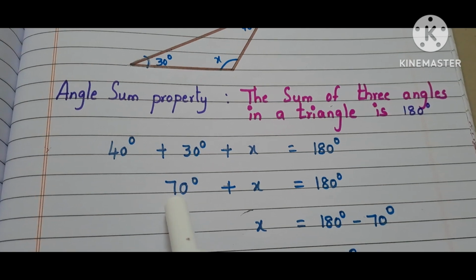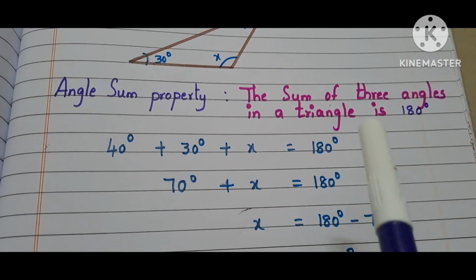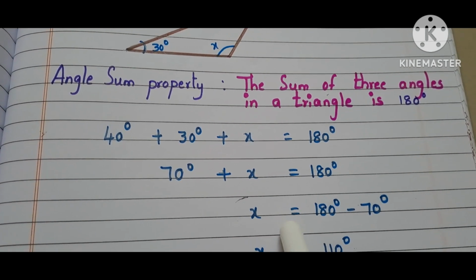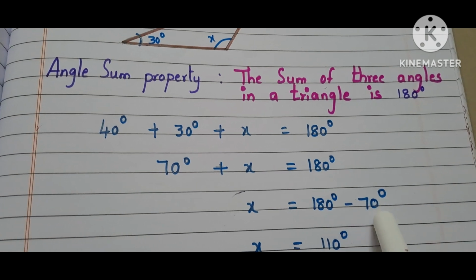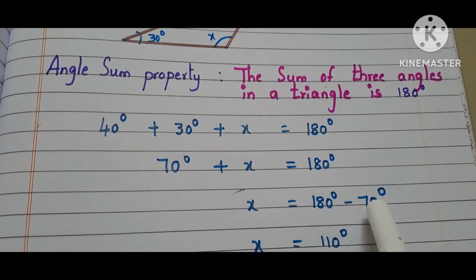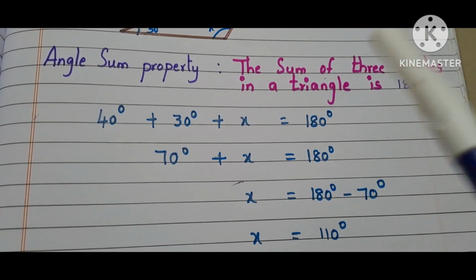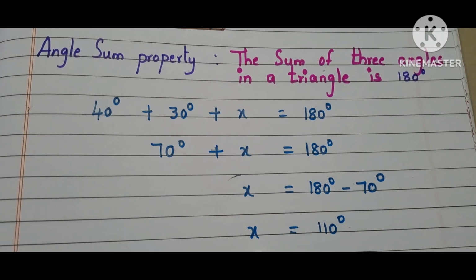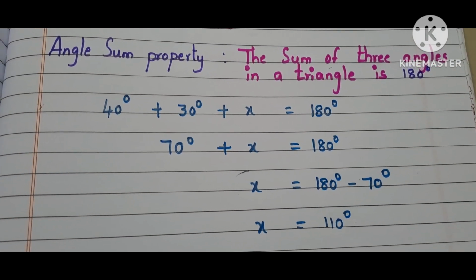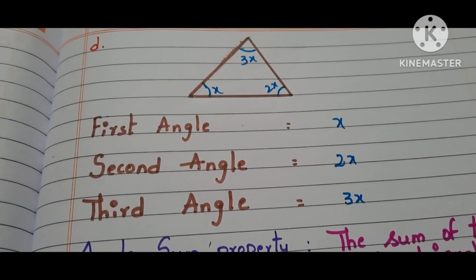Now take 70 degrees towards the RHS. It becomes x equals 180 degrees minus 70 degrees. 180 minus 70 is 110. Therefore, finally the value of x is 110 degrees. Okay, now let us move to D bit.